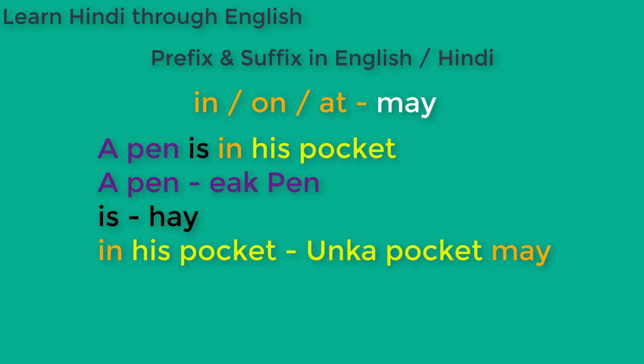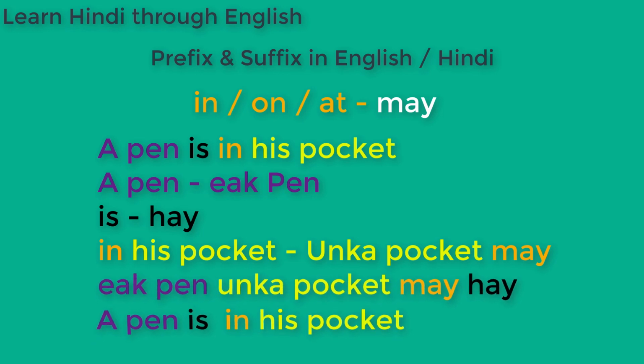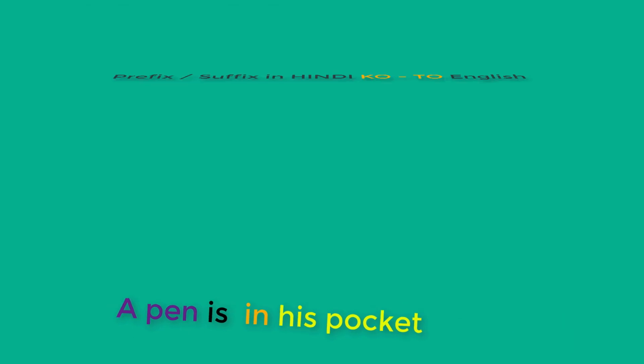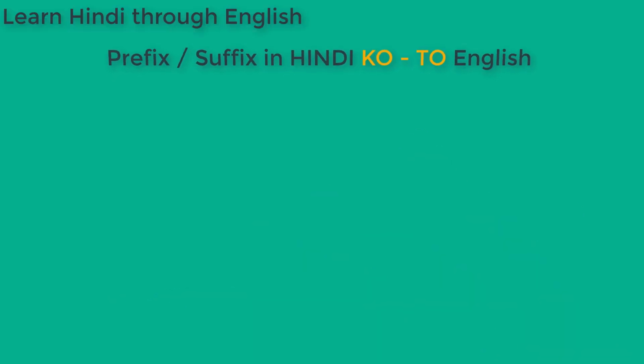Let's form the word in SOV pattern. Ek pen unka pocket mein hai. A pen is in his pocket. Our second prefix is to. In Hindi, it becomes ko, and ko is a suffix.